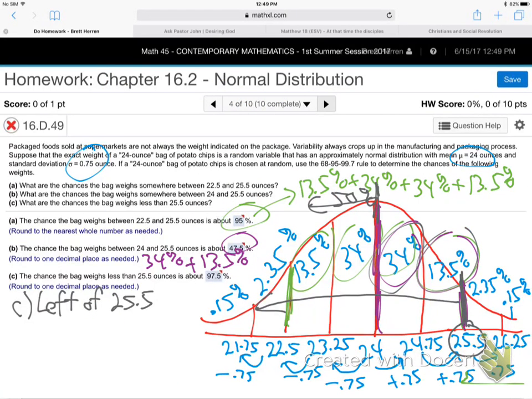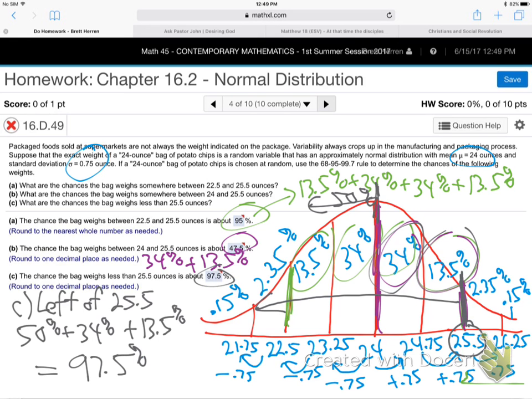50 plus 34 plus 13.5. Everybody see that? 50 plus 34 plus 13.5. 84, 94, 97.5, and that's the answer. See how we're doing that? Not making good sense? So it's very, very likely that you're going to get a bag of chips coming out 25.5 ounces or less. 97.5% of all bags do that. Very rare that the machine gives you more than 25.5 ounces of chips.